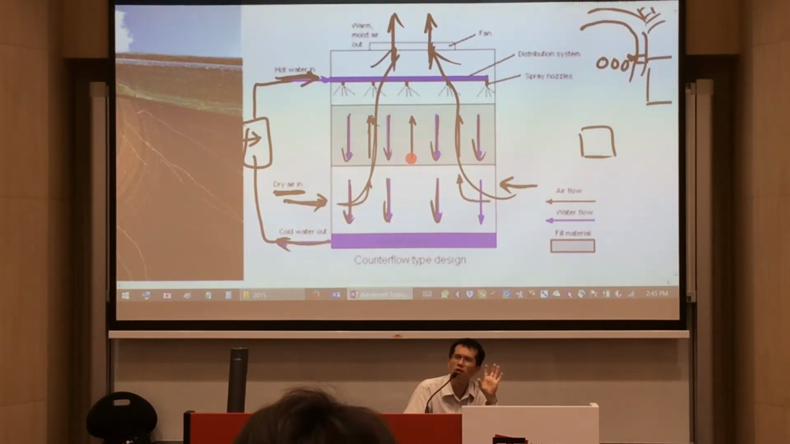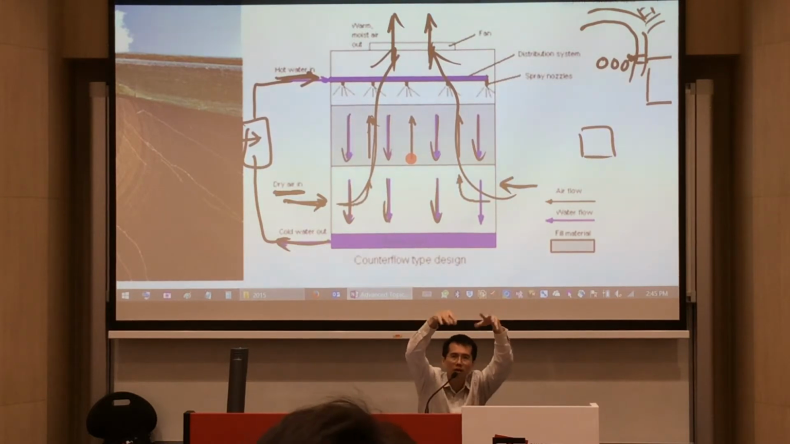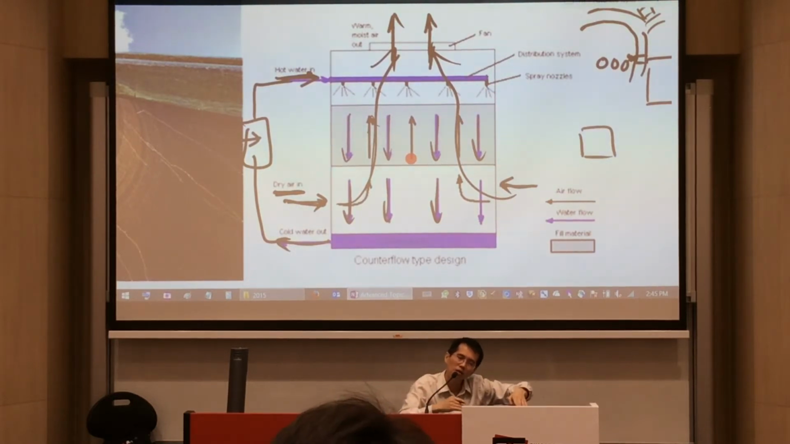It's pretty much close to a passive device. You don't need to introduce more energy into it in order to chill the hot water down. You don't have to do that. You just drop it down as a sprinkler from a tower and it will get cooled down. You collect it up. The pumping energy that you use to circulate this is the only electricity that's required for the system.